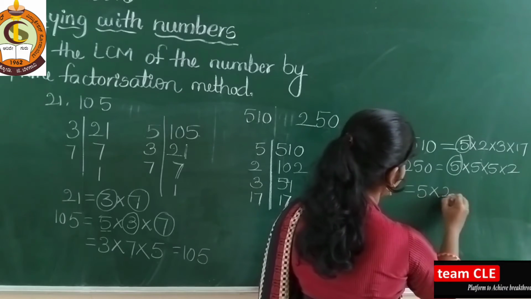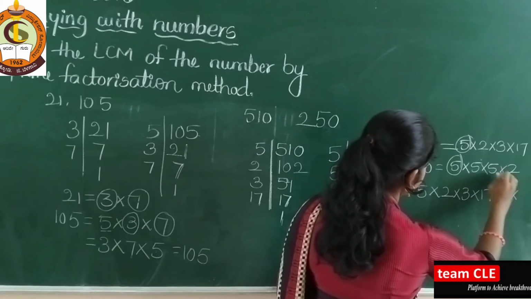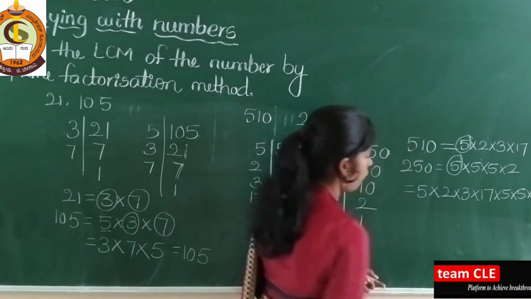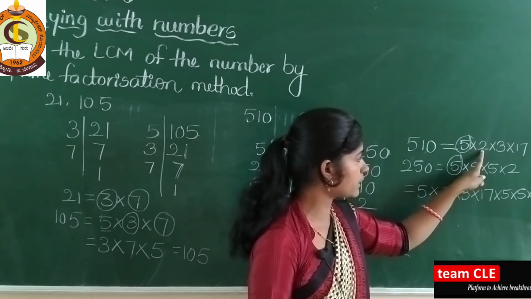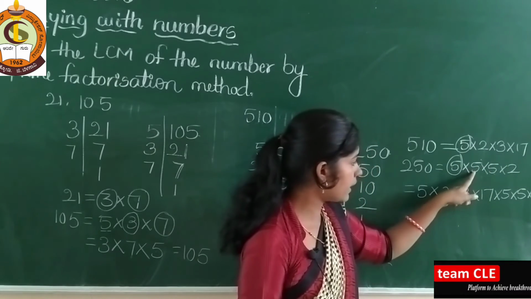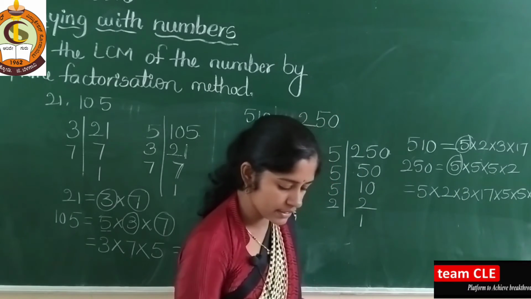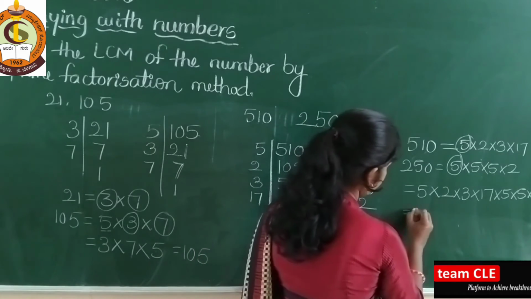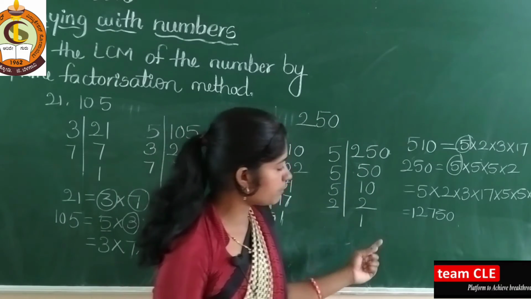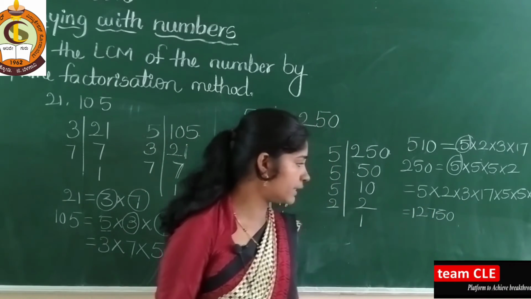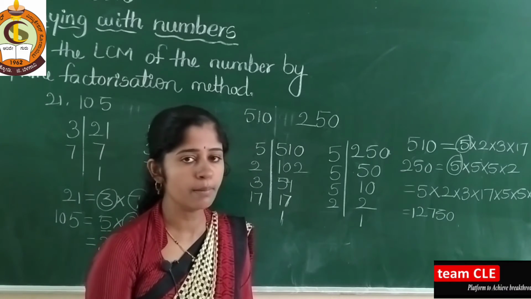Next you write here 2. Next here 3. Next here 17. Next 5. Next this 5. Next 2. Why I wrote all these terms? Because here only 5 is repeated one time. Here you take all the numbers 2, 3, 17. Next 5 and 5 into 2. So after multiplying these numbers, I will get here 12,750 as the LCM, least common multiple.